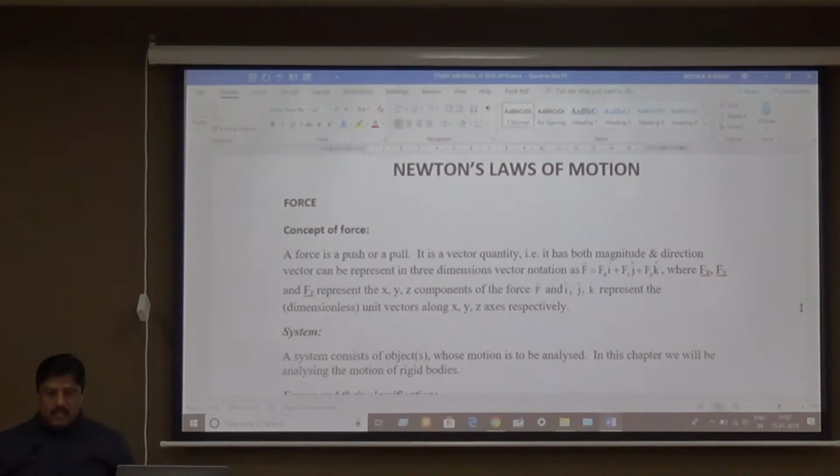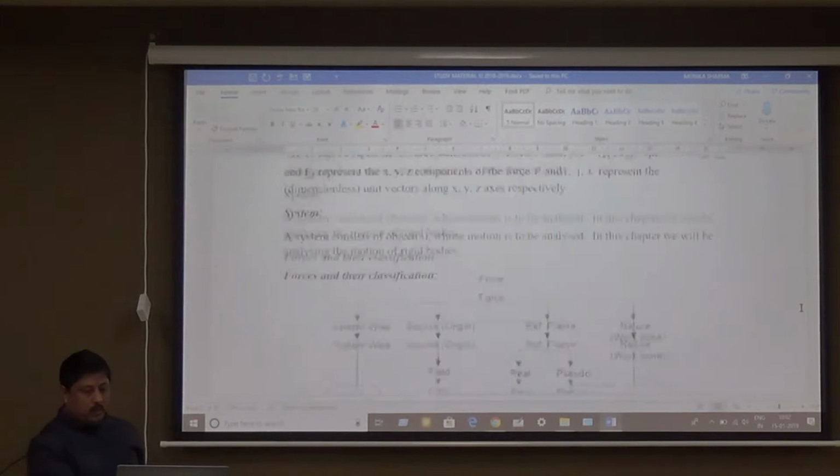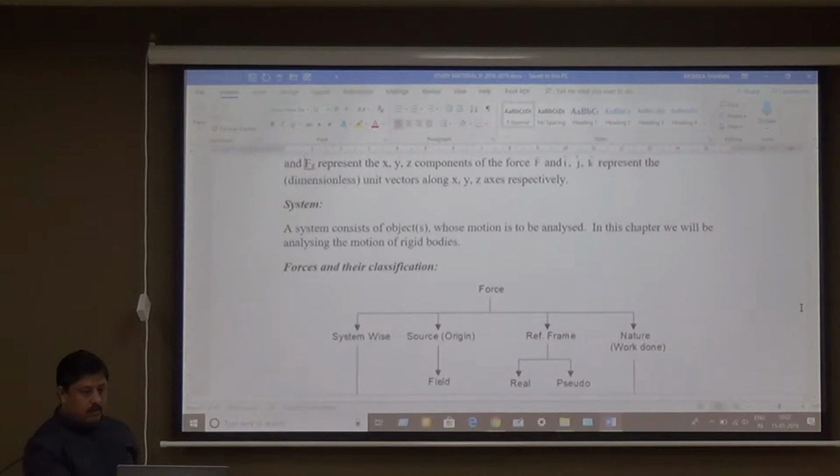So first we will discuss the system. What is a system? A system consists of objects whose motion is to be analyzed. In this chapter, we will be analyzing the motion of rigid bodies.